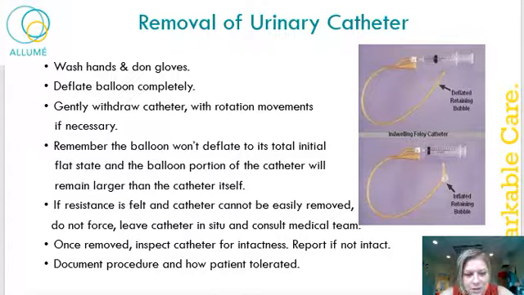Once removed, inspect the catheter for intactness. Report if it's not intact. Always document the procedure and how the patient tolerated it. Over to the right, it shows the balloon being inflated, retaining a little bubble, and then on the top, it's a completely deflated balloon. You want to pull out as much as you can to make sure that it's almost flat with the catheter.